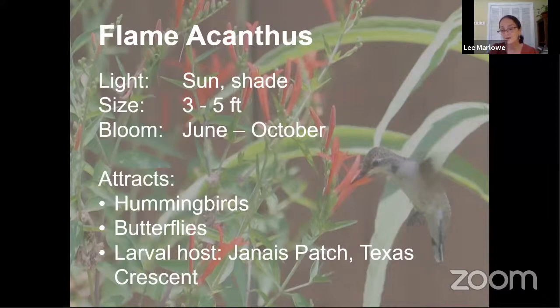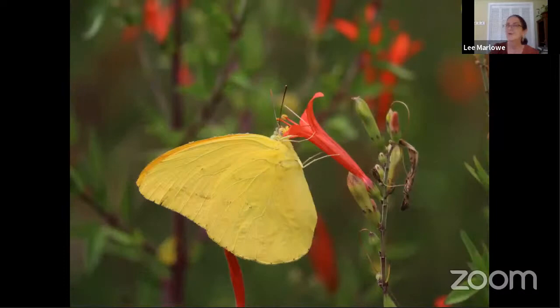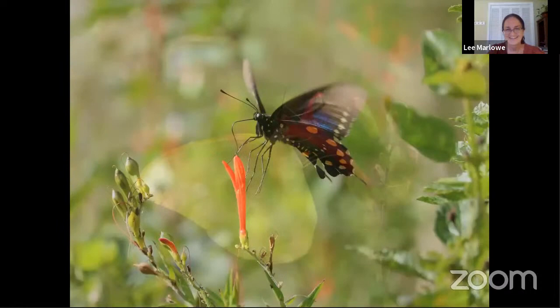This is a giant orange. Oh man, I'm really not good with butterflies either. I think it's called the large orange. That's what it is, large orange sulfur. Beautiful. Pipevine swallowtail.